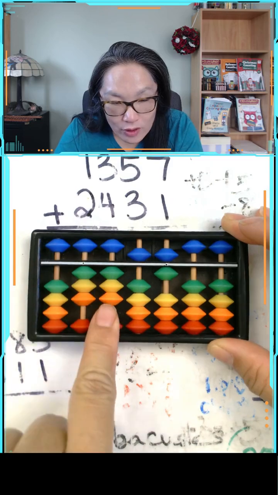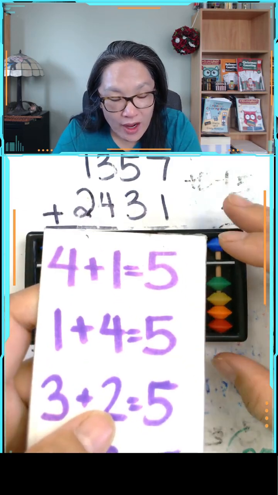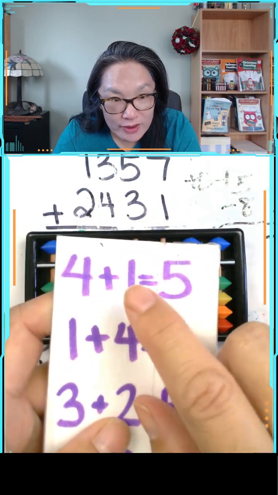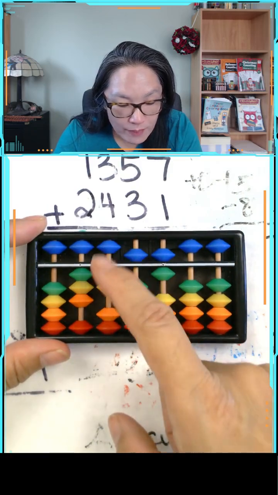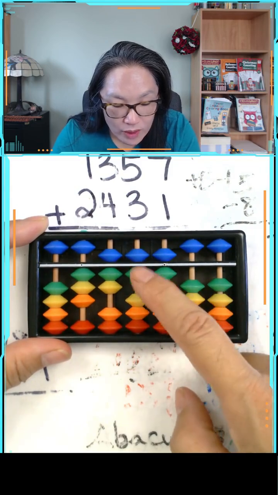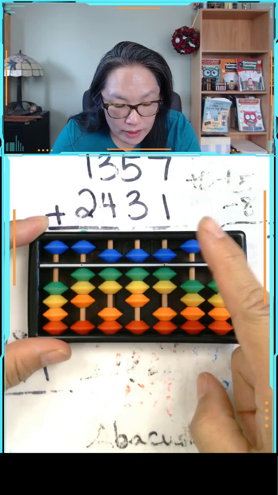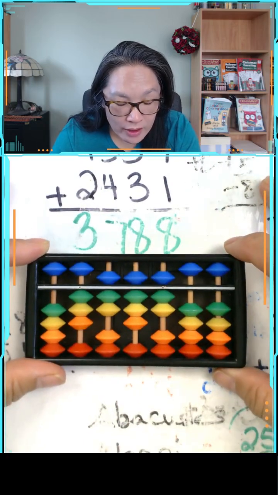And then we add the 4. To add the 4, what do we do? We remember what we did? We have to make a 5. Round up to 5. To do that, we need to get the 1. We need to get the 1. So we take the 1, take away 1, add the 5. And then we want to add the 3, 1, 1, 1, and then 1. So my final answer is 3,788.